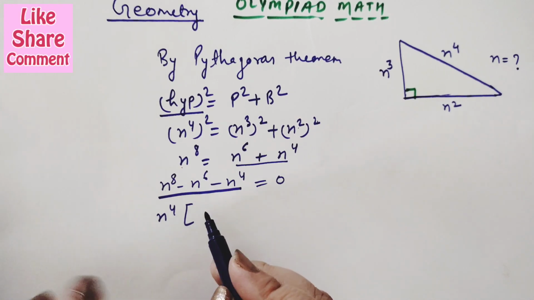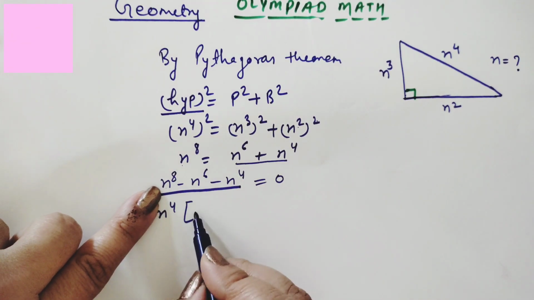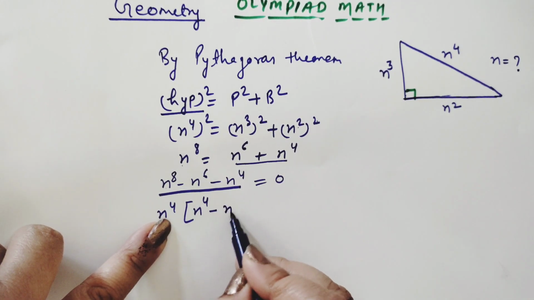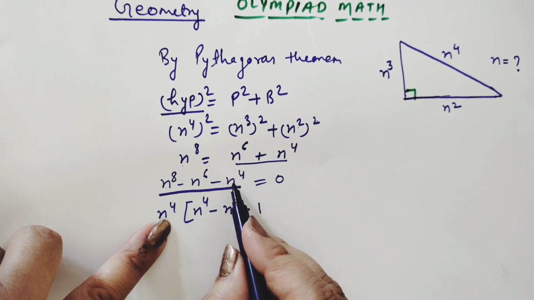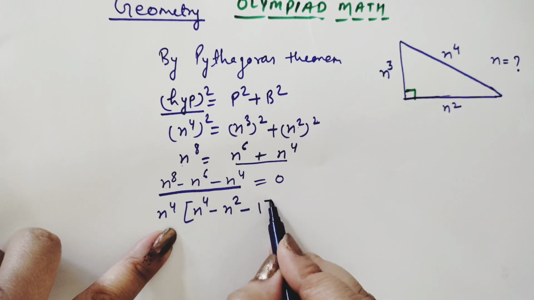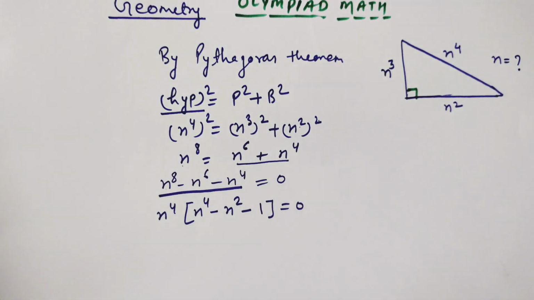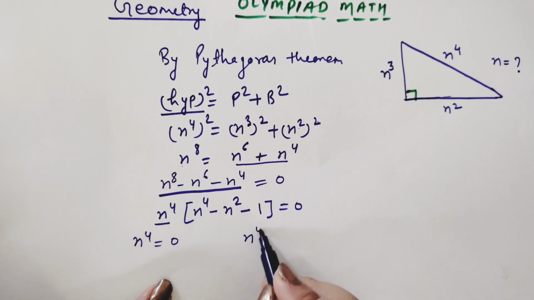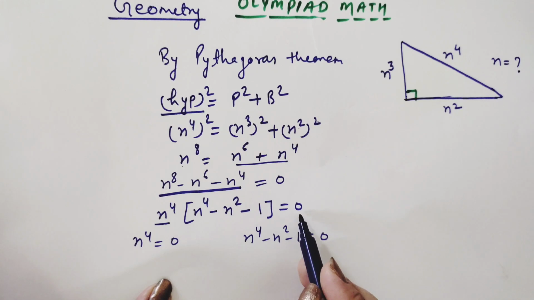We will take out n raised to the power 4 as common. Inside, n⁸ gives n⁴, 6 minus 4 is 2, so n², and 1 is remaining, equal to 0. So in this expression there are two cases. The first case is n raised to the power 4 equals 0, and the second case is n⁴ minus n² minus 1 equals 0, because these two factors multiply to 0.